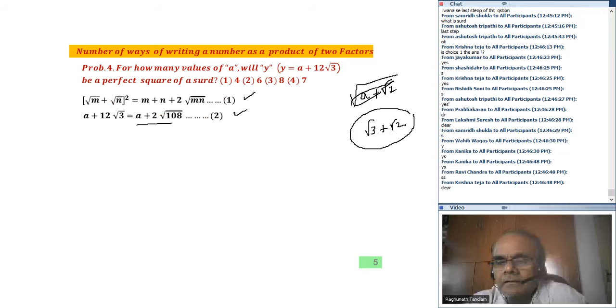Are we clear? I'm saying, instead of listing out like this, find the number of factors of 108 and divide by 2. Instead of listing out like this, I can always do that. You want one more question of this type?